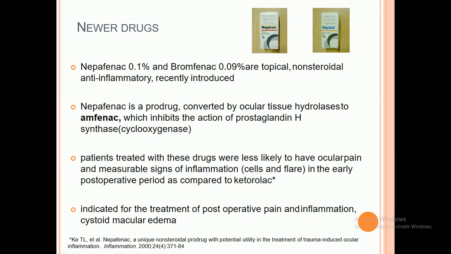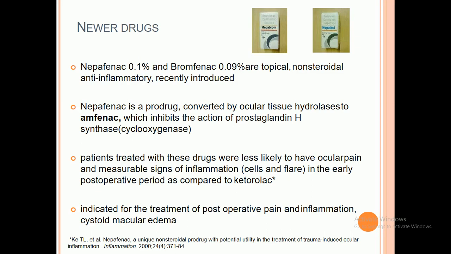Nepafenac is a prodrug which is converted by ocular tissue hydrolysis to amfenac, which can inhibit the action of prostaglandin H synthase or cyclooxygenase. The patients treated with these drugs were less likely to have ocular pain and myriad signs of inflammation, cells and flare in the early postoperative period as compared to ketorolac.